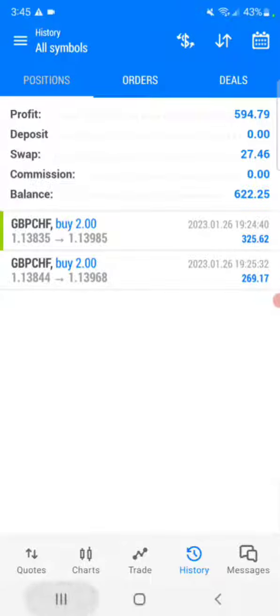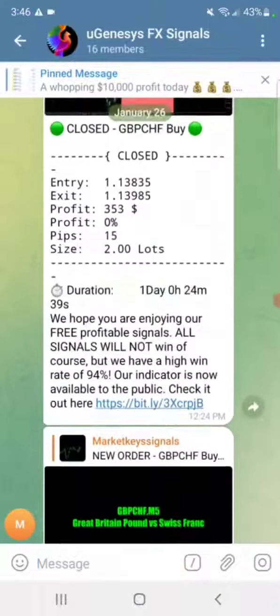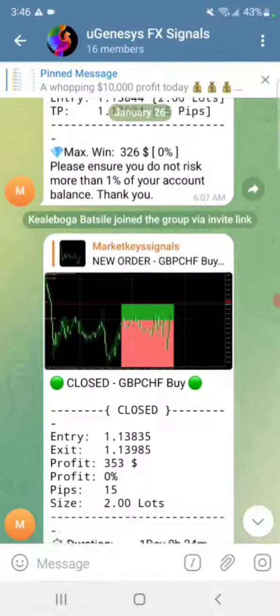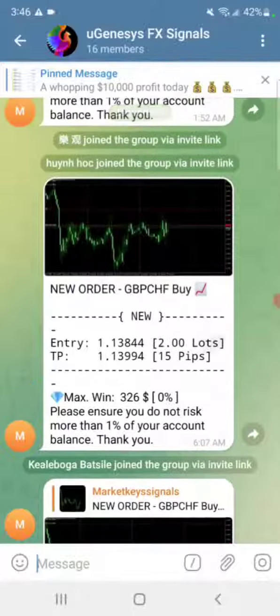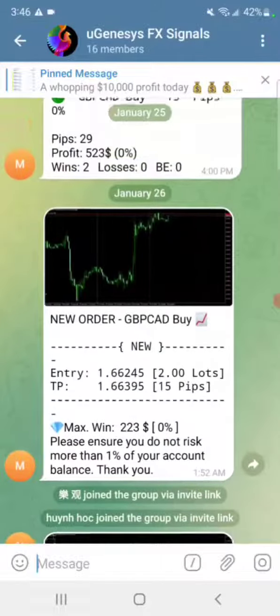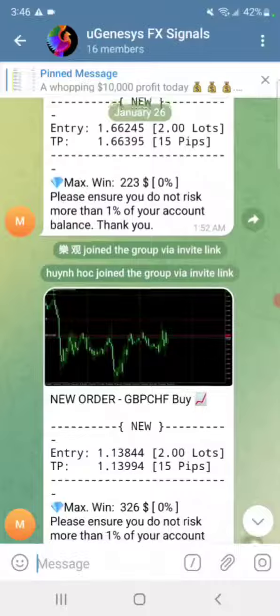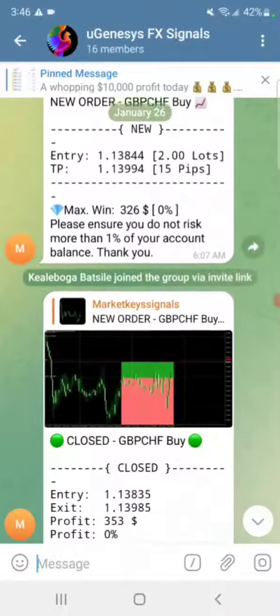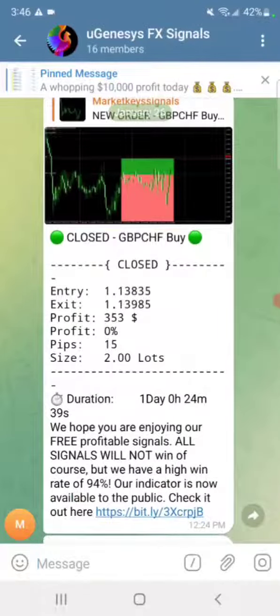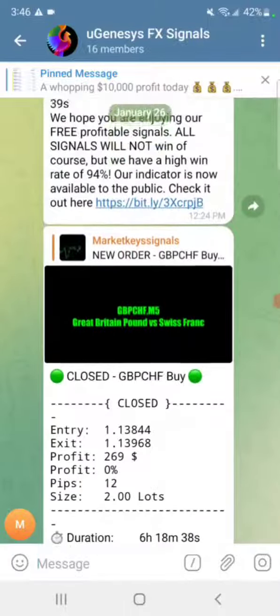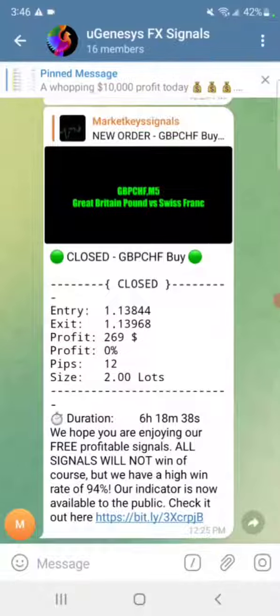Now, earlier today we entered, well, I think this one was entered yesterday, so yeah, these were entered yesterday: a GBP CAD and a GBP Swiss. Well, actually two, I took two positions with GBP Swiss. So these were the ones that closed today, right?